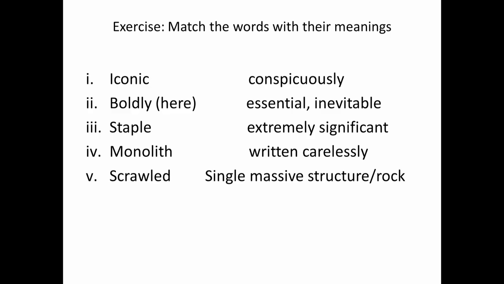Staple: staple is inevitable. Salt is a staple part of our diet. So, very significant, extremely essential, without which you just can't do. Monolith is a single massive structure, rock or any piece of metal. And scrawled is when you write carelessly, often in handwriting which is not too legible: scrawled across.